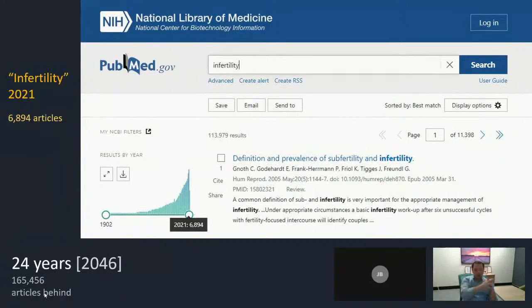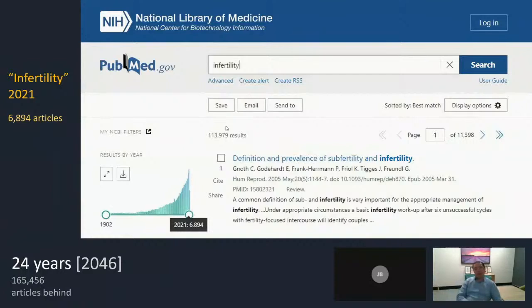But because they're catching up with all research, they have got the backlog of another 165,000 published research waiting to clear the remaining of the backlog. Because even in last year, 2021, 6,800 research papers were published under the search term of infertility. So it's actually growing exponentially, even if the rate doesn't grow. So within 24 years, while they're catching up with old papers, they have got another 165,000 papers.